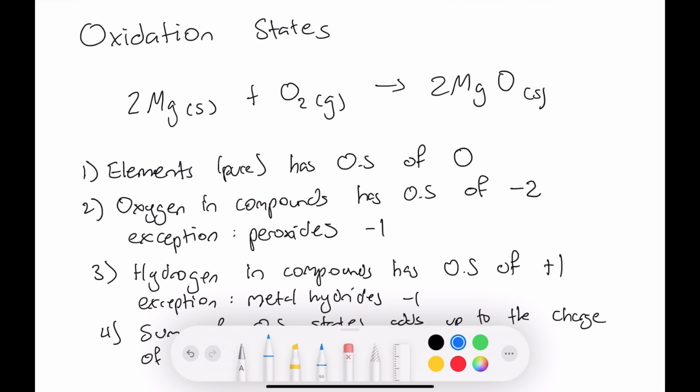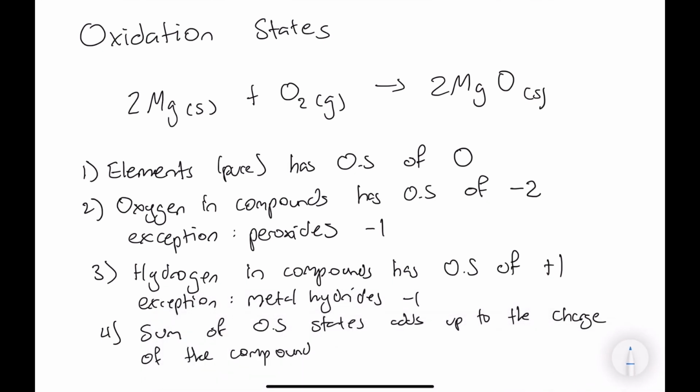So then we can use these rules and apply them to this equation above, and we can see magnesium has an oxidation state of 0, oxygen has an oxidation state of 0, and then in the compound oxygen is -2, and as the charge is neutral for this compound, magnesium has to be +2. And you can see, just writing this down without even looking at the half equation, we can tell which is undergoing oxidation and which is undergoing reduction.